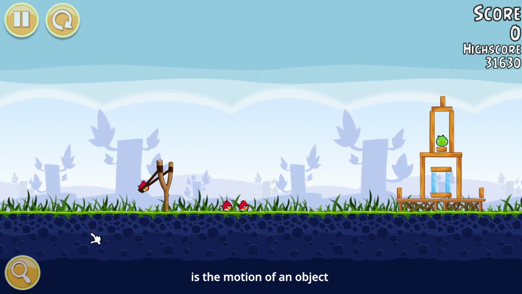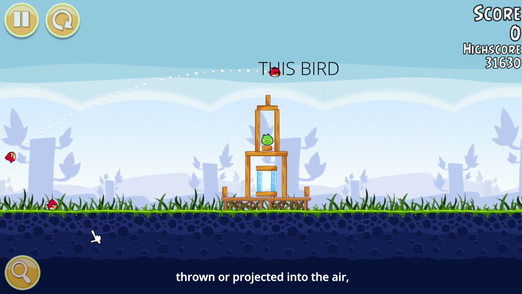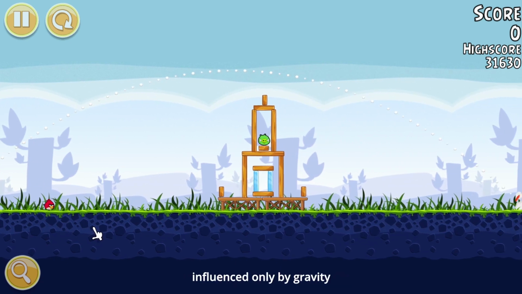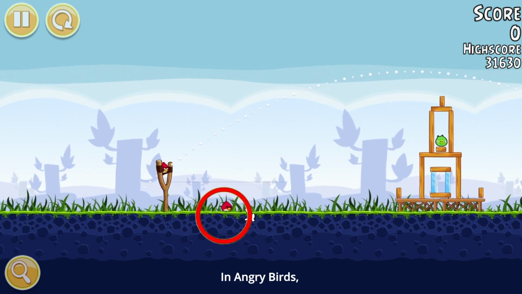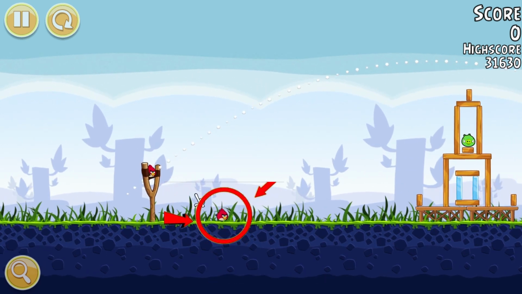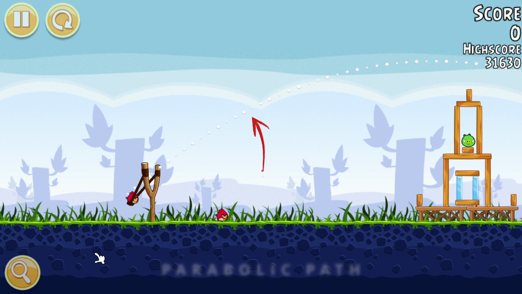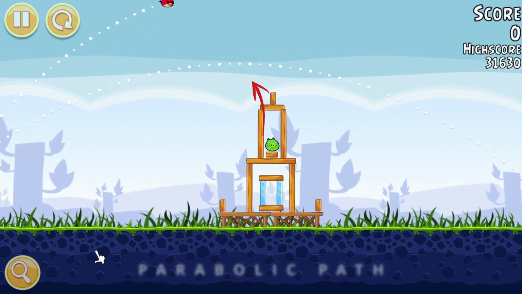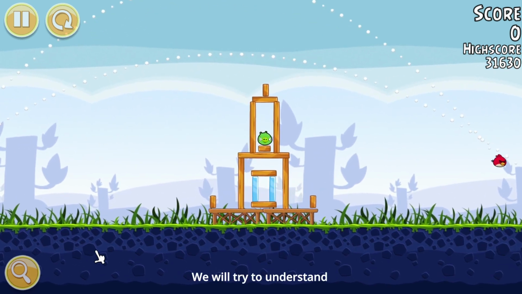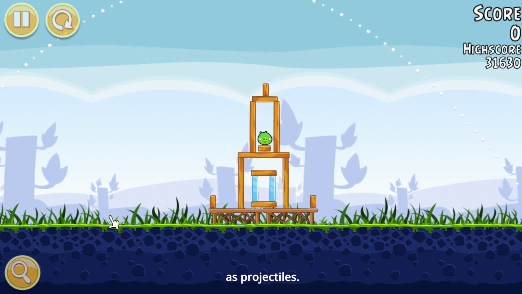Projectile motion is the motion of an object thrown or projected into the air, influenced only by gravity and air resistance, if applicable. In Angry Birds, the birds are projectiles, and understanding their motion can help us grasp key concepts in physics. When you launch a bird at some angle, it follows a curved trajectory due to the force of gravity acting on it. It is called a parabolic path. We will try to understand the movement of the birds as projectiles.